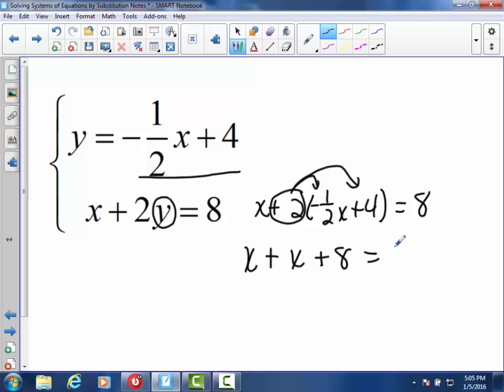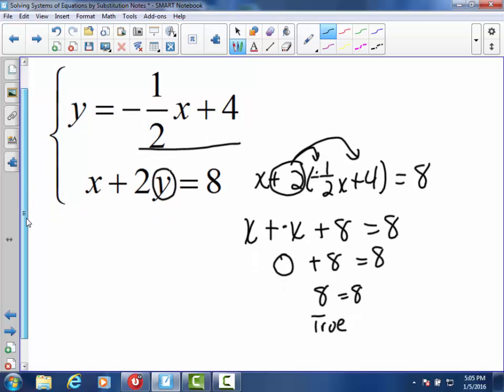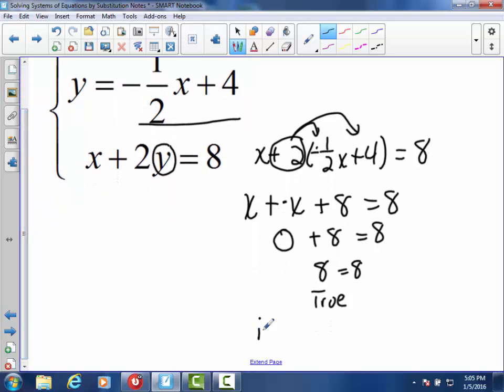So we get x plus... sorry about that. There's a negative sign there. That would be x plus -x plus 8 equals 8. Well, x plus -x is 0. So we get 0 plus 8 equals 8. So 8 equals 8. That is true. Okay? So what that means for us is that there are infinitely many solutions.